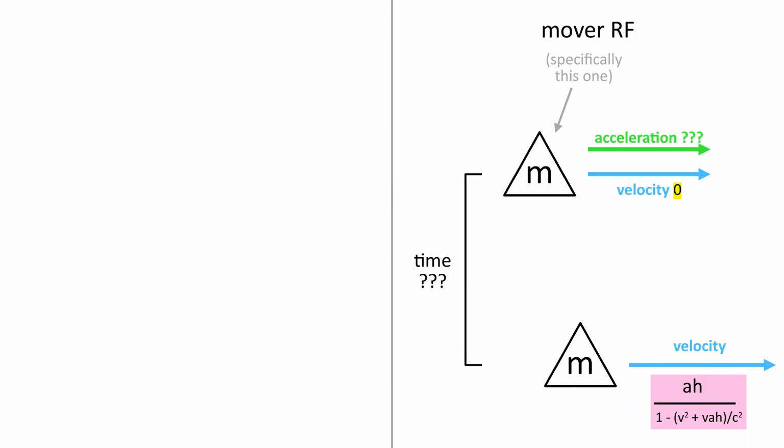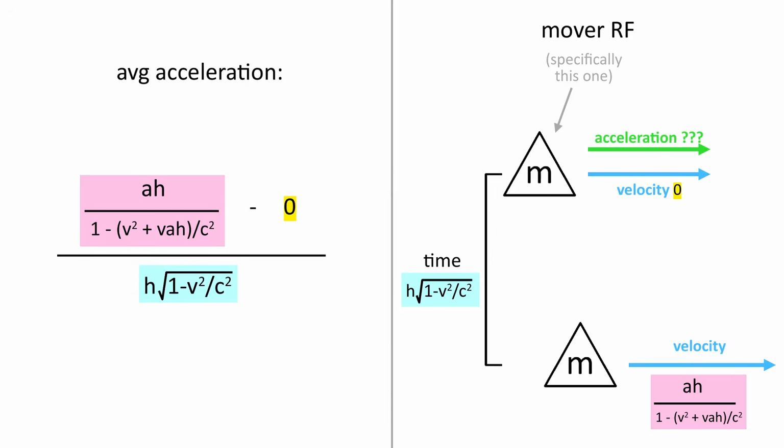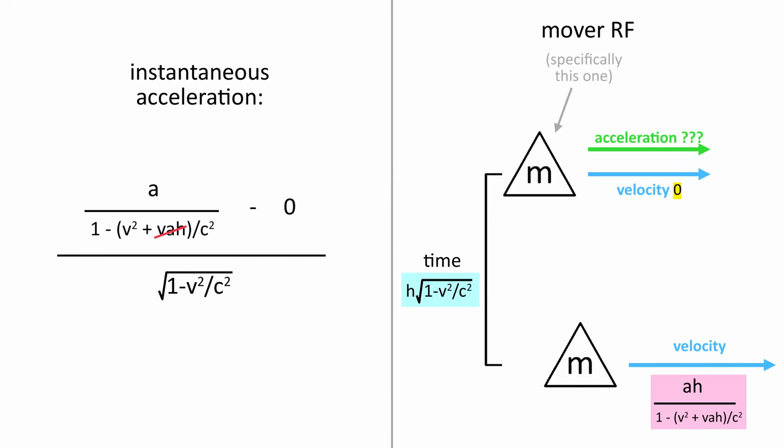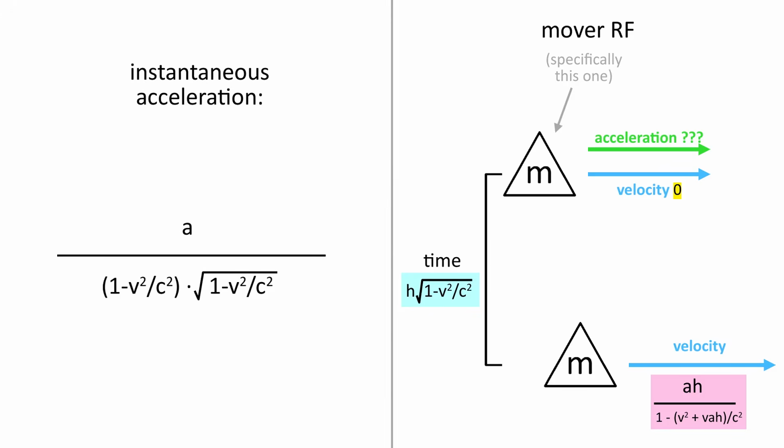The time it takes is also shorter due to time dilation, specifically by the Lorentz factor, the inverse square root of 1 minus v squared over c squared. The average acceleration in this reference frame is just change in velocity over time, in which case the h's cancel. The instantaneous acceleration is the limit as h goes to 0, in which case this term disappears, and we get a lot of cancellation all the way down to a times gamma cubed.